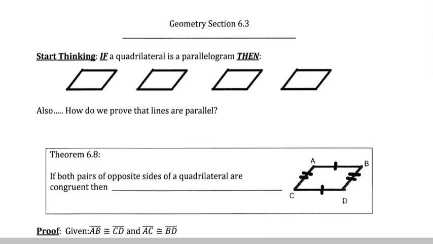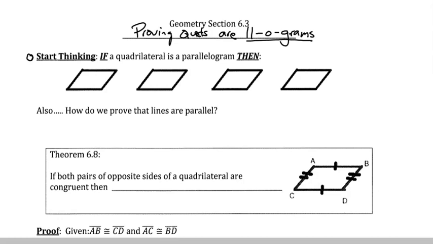Alrighty, welcome back. We are jumping into section 6.3. 6.3 is proving quadrilaterals are parallelograms. Remember, that's my shorthand way of saying parallelograms. Don't put that on a standardized test because they're not going to know what you're talking about.